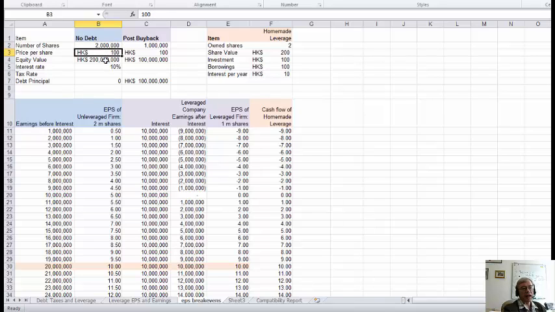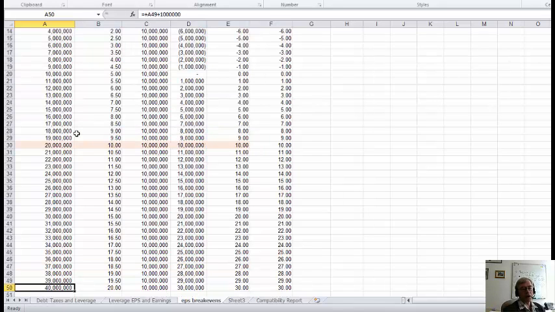Price per share is $100, and so the equity value is $200 million. Here are the earnings per share of the firm. Earnings per share are simply the earnings before interest divided by the number of shares. Earnings go from $1 million to $40 million. Earnings per share go from 50 cents a share up to $20 a share.